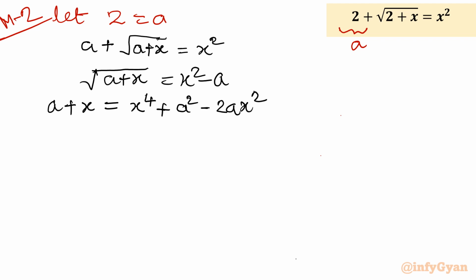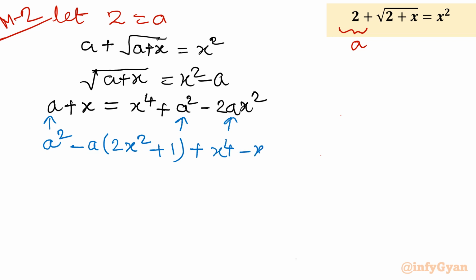Now I am not going to make this quadratic in x. I am going to target quadratic in a. This is my objective. So if I target the a square term, then let me write that equation. a square, take all the terms to the right. Then I will write minus, I will take a common. What is left? 2x square and then plus 1. You will take a to the right, then it will become minus a. So this way we will write. Now what is left? That is x power 4 minus x equal to 0.